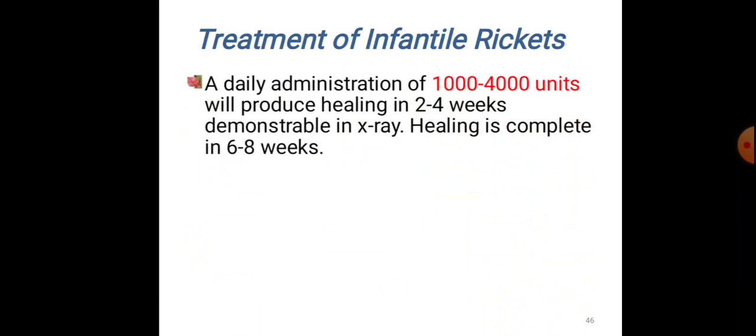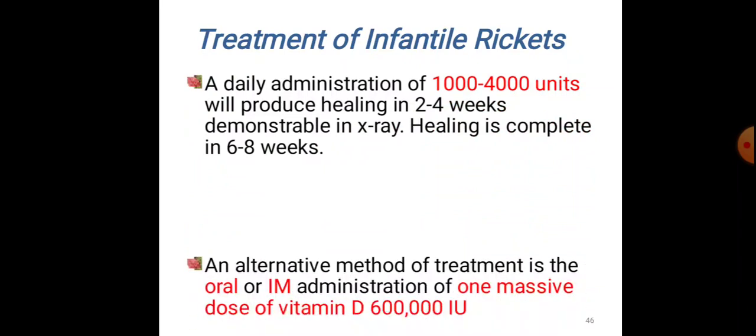Next is the treatment of infantile rickets. A daily administration of 1000 to 4000 units will produce healing in 2 to 4 weeks, demonstrable in the X-ray. Healing is complete in 6 to 8 weeks. So daily administration of 1000 to 4000 units is required for the treatment of infantile rickets.